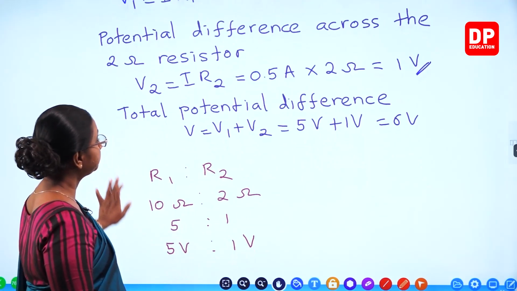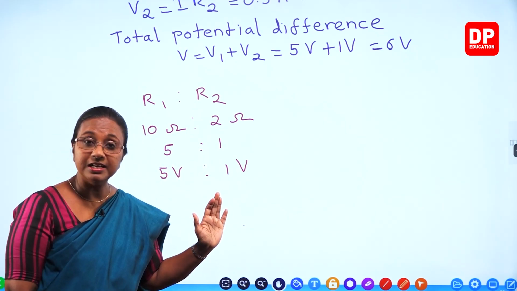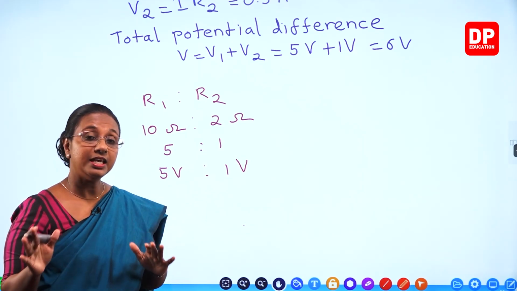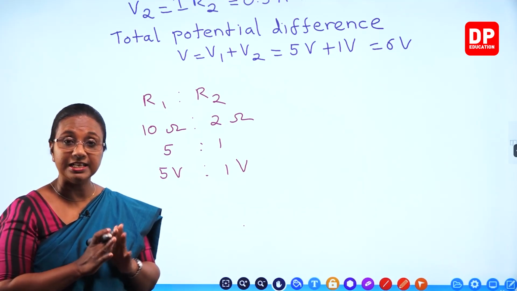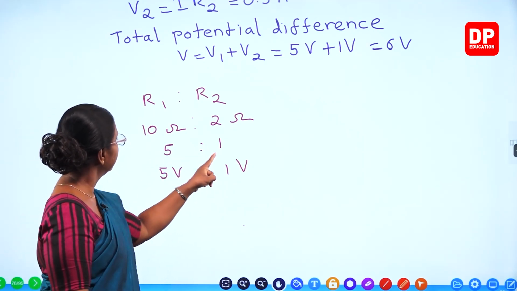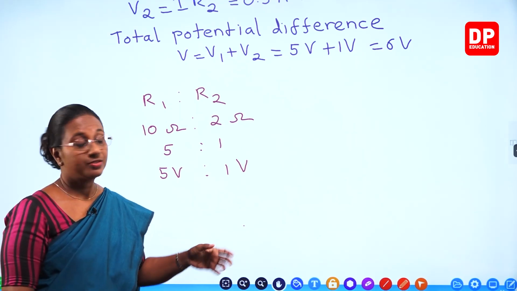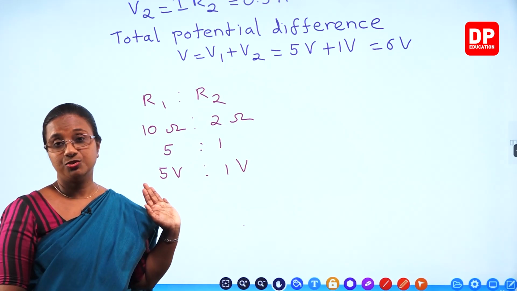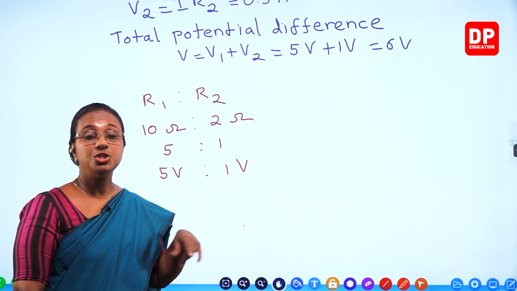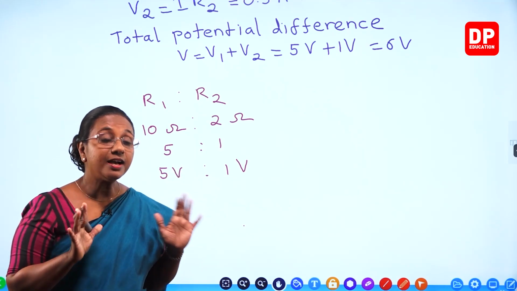So from that, you all can understand that the potential difference is divided according to the value of the resistors. If the resistors are equal, potential difference is also divided equally. If the resistors are different, then it will be divided according to their resistance. So this is like an additional knowledge to you all. If you understand this clearly, you can always use the ratio to check your answer or to come to your answer quickly.